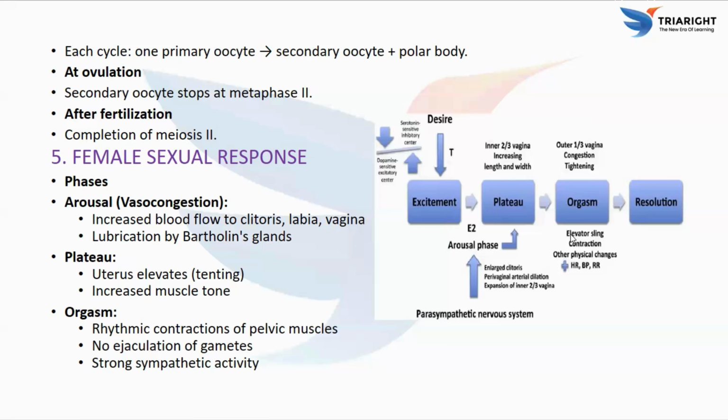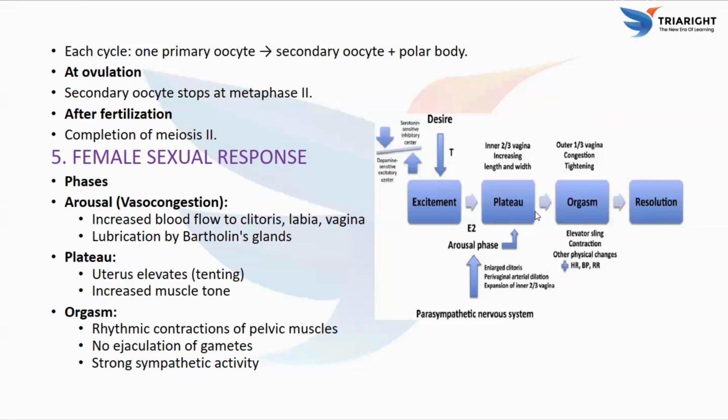So what is orgasm? This is the peak of the sexual response. What happens during the orgasm? There are rhythmic contractions of the pelvic muscles and uterus. There is very strong sympathetic nervous system activity, and a sudden release of the sexual tension. There is an increase in the heart rate, blood pressure, as well as sharp breathing. What is important in the orgasm? Females do not ejaculate gametes or eggs. The secondary oocyte present inside the ovary is not released during the orgasm. It is released only during ovulation, so this is not related to sexual arousal.